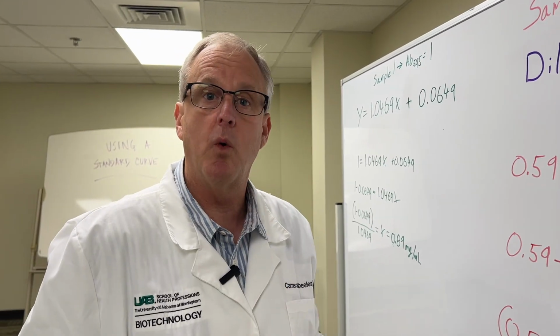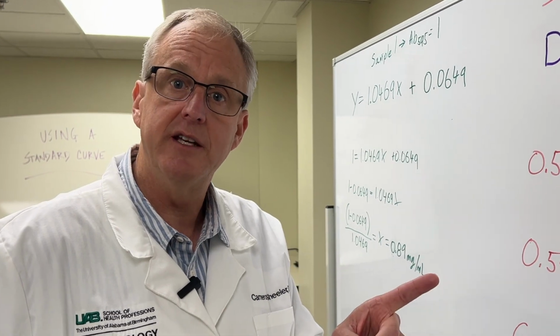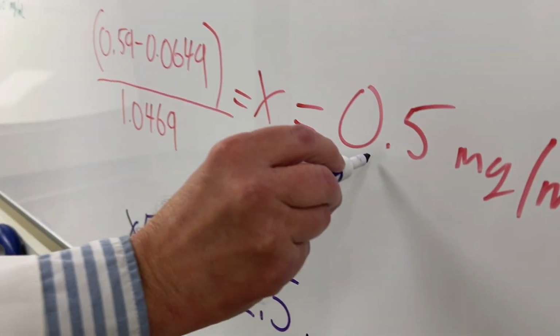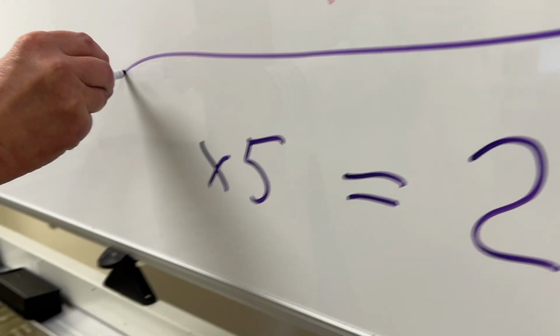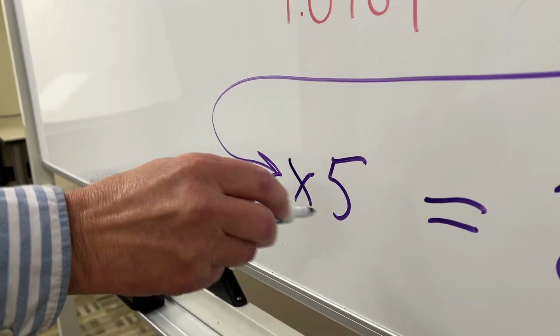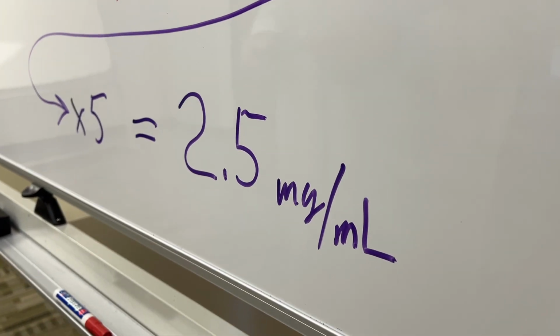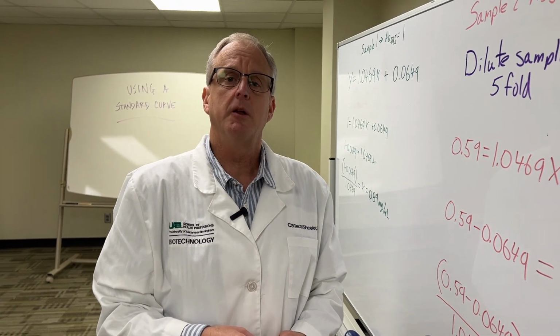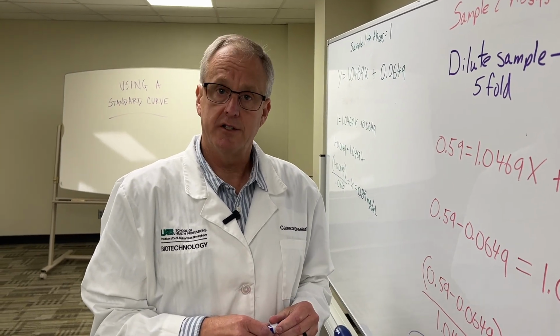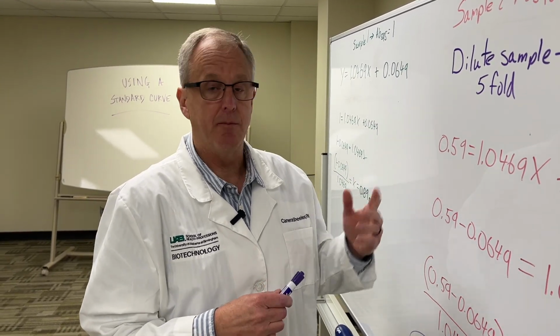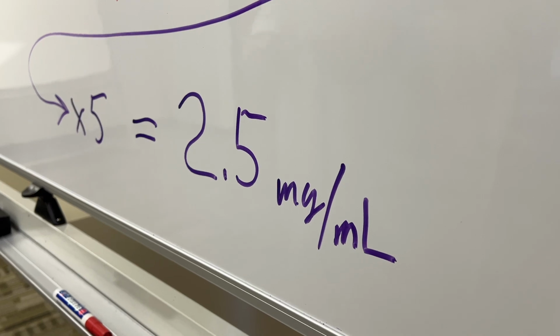Are we done? No, we're not, folks. We have one more thing to do. We diluted this, didn't we? We're going to take that number, multiply it by 5, and it's going to give us 2.5 milligrams per mil. Ladies and gentlemen, that is what our concentration is for sample number 2, 2.5 milligrams per mil.